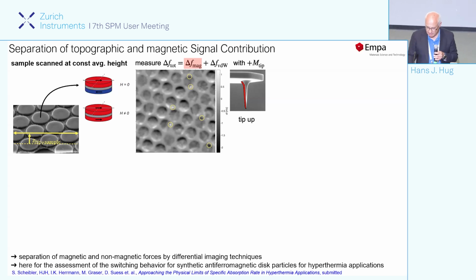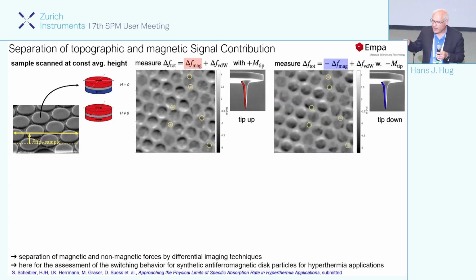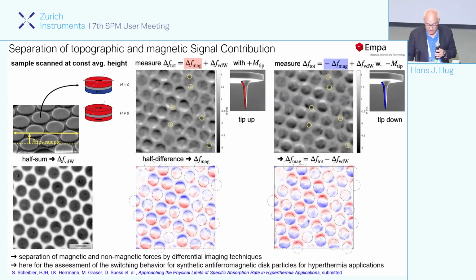And we analyzed them by MFM, and obviously, what you have to do here, again, having reliable tip-sample distance control, we can flip the magnetization of the tip, and you can have images taken under exactly identical conditions with opposite magnetization of the tips. And then adding and subtracting the two sets of data gives you, on the left side here, the van der Waals image of the surface.